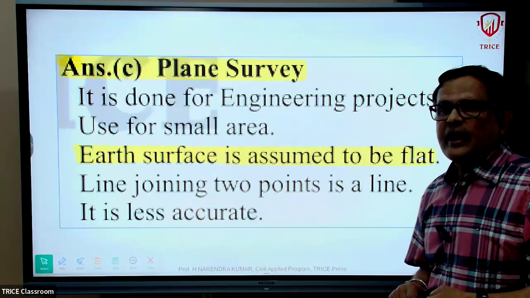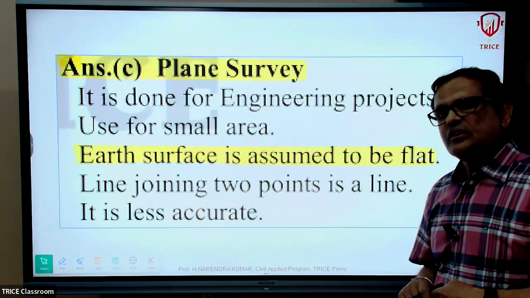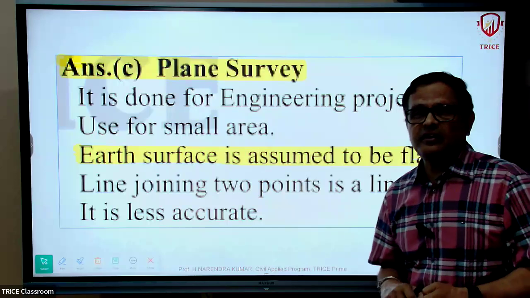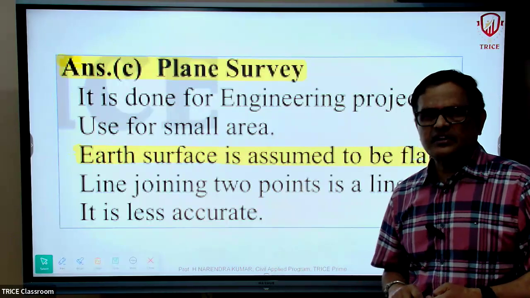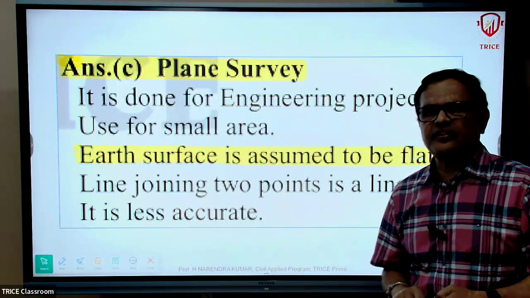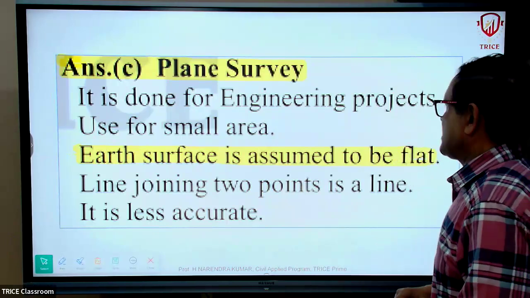Also, the triangles are not plane triangles; they are spherical triangles. So you need to look into spherical trigonometry, which is complex mathematics. I think those who studied astronomy understand this spherical trigonometry and all those things. So plane survey is the answer.